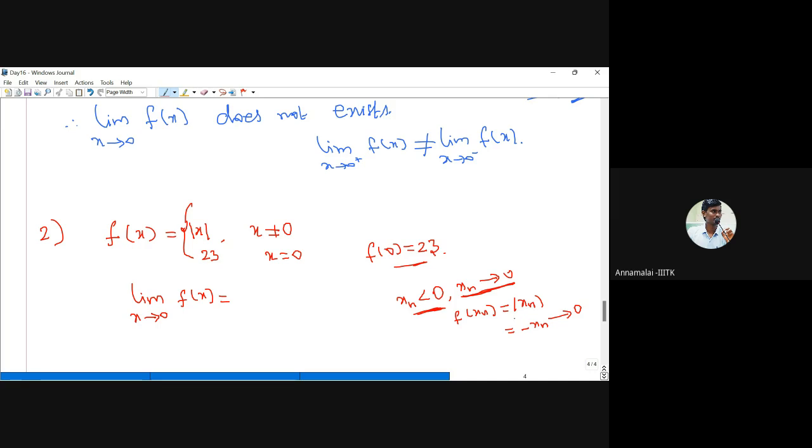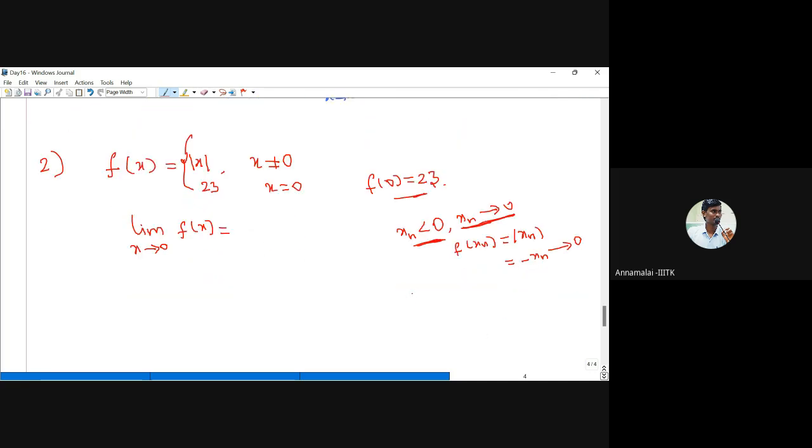What about the right hand limit? That means if you take any sequence xn which is bigger than 0, but xn converges to 0, then what is f of xn? Again, f of xn is nothing but modulus of xn. All the xn's are positive, therefore modulus of xn is nothing but xn. But already we know that xn converges to 0. Therefore, the right hand limit is also 0. So both the right hand limit and left hand limit exist, and both are equal. That value is 0. Therefore, the limit of the function is 0.